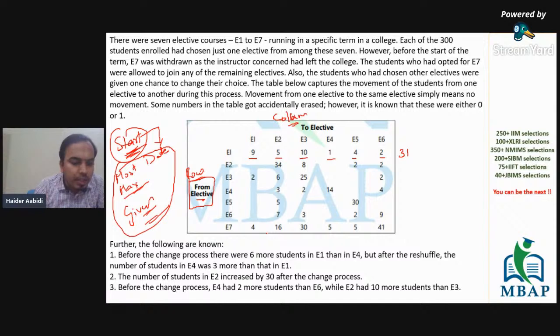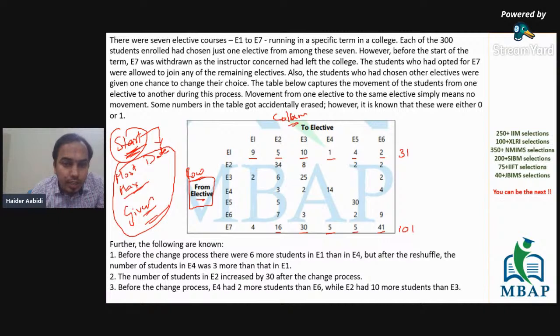Similarly, let's check for E7 also. How much is this? This is going to be 20, 50, 60, and this 41 makes it 101. That means 101 people were there in E7 before the shuffling. All right, E2. Now let's look at E2. This is after the shuffling. How many people are there in E2? This we are looking at.